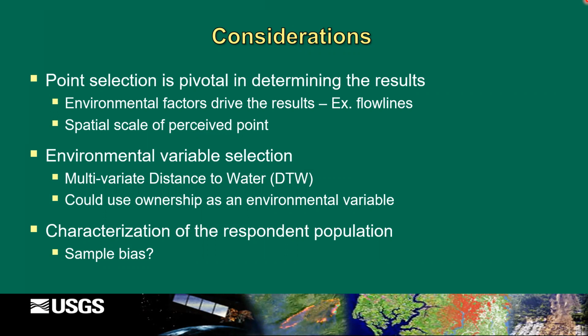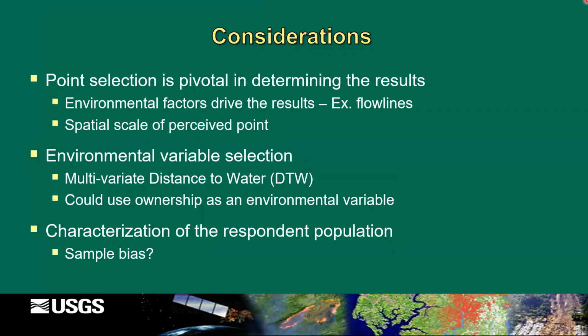And that point had particular environmental variable traits. It had a particular elevation, particular range and slope, and so on. So that was very important, and that can impact the results. The environmental variable selection can be important. We used a multivariate distance to water layer. We thought that was more appropriate based on how the landscape is used. Ownership could have also been used as an environmental variable, and that may impact the results of the study.